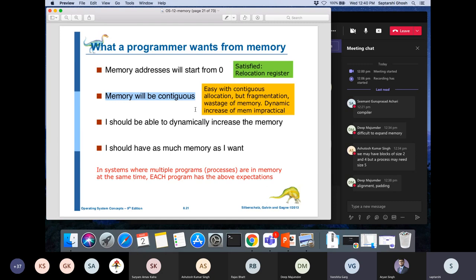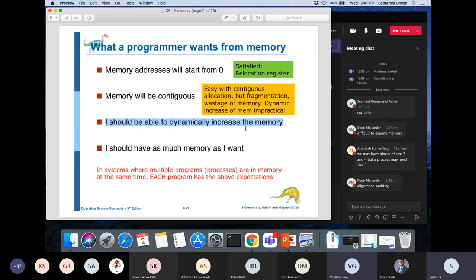In isolation, this is easy to do. I mean, just give a contiguous allocation. But there are problems like fragmentation and wastage of memory. Also, there is a direct collision or a direct mismatch with this requirement that we dynamically increase the memory. Right? That is why contiguous allocation is no longer used nowadays.